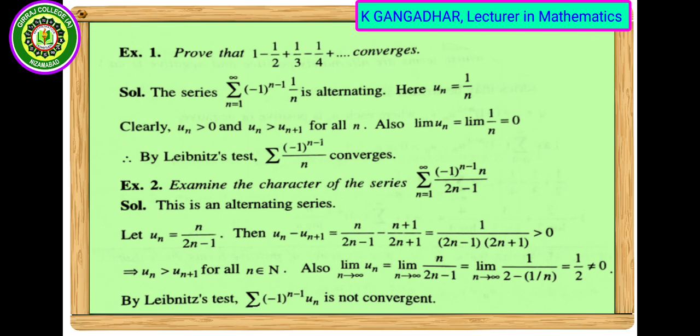Next we find limit u_n. That limit u_n value we get 1 by 2, which is not equal to 0. So therefore, by Leibniz test we say that the given alternating series is not convergent, which means it is divergent.